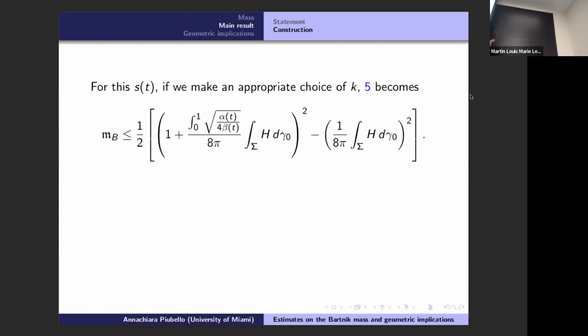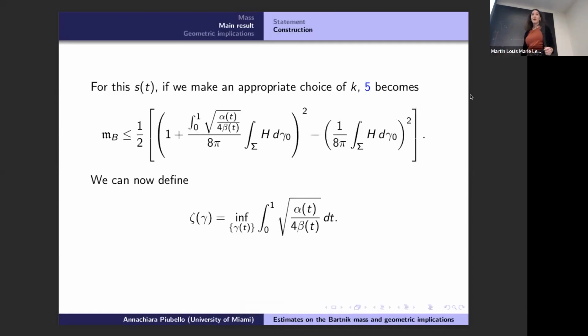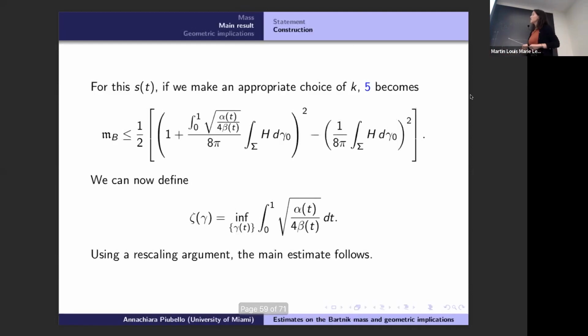And so again, we want to find the best estimate possible. So we can just take the infimum of that. If we have the infimum over all possible paths, right? All the rest does not depend on the path. Here we can construct many other paths and we can just take the infimum of this quantity. And if we do that, we will get the best estimate out of this. Okay, and now up to our scaling argument, we will get the main estimate that I showed before. And from this, you can see also the round case.